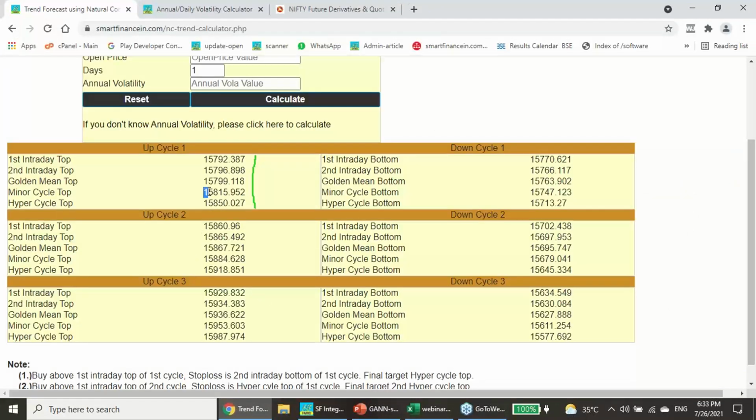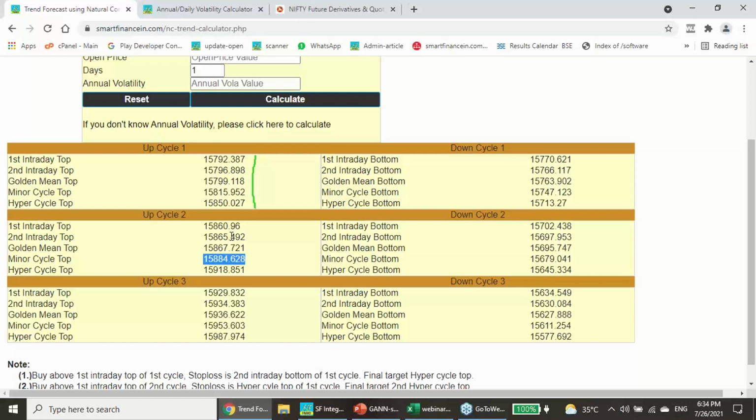So here, 15,818, just 2 points above the minor cycle closing happened. At 15,880 the minor cycle, the first cycle, completed. The second cycle, just 4 points below it, slipped and came out. In fact, this volatility is not the true volatility because it has taken the past 365 days of data. Still, having an impure volatility, it has achieved this result.